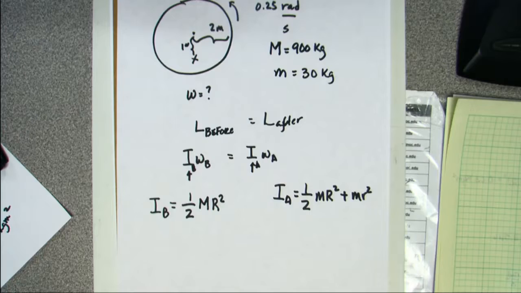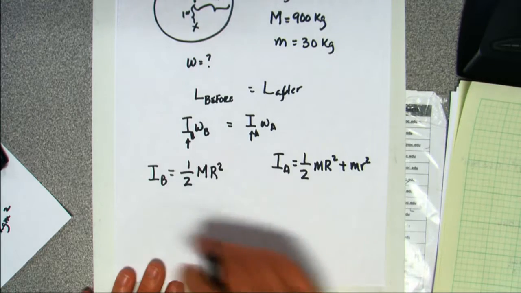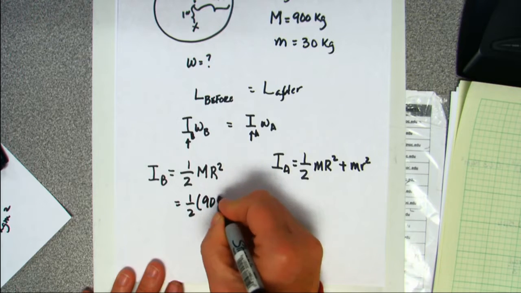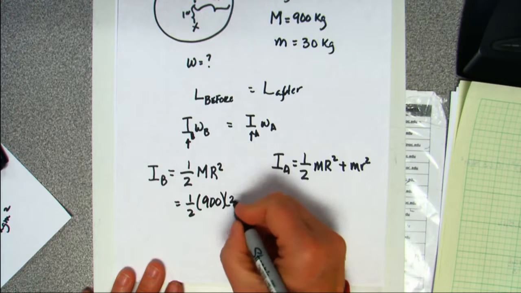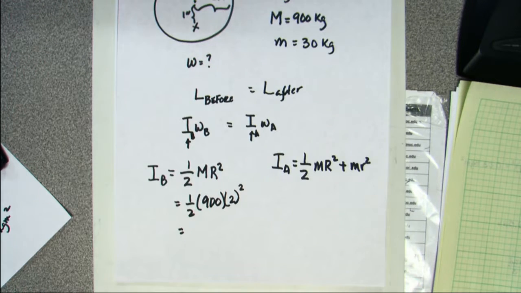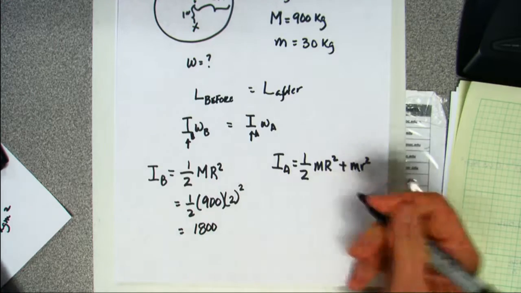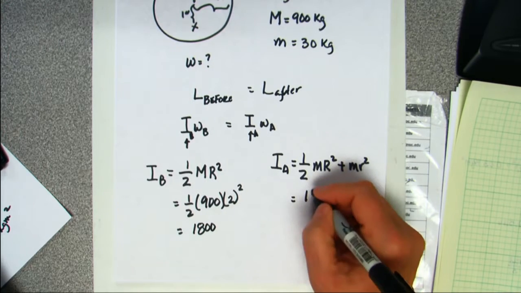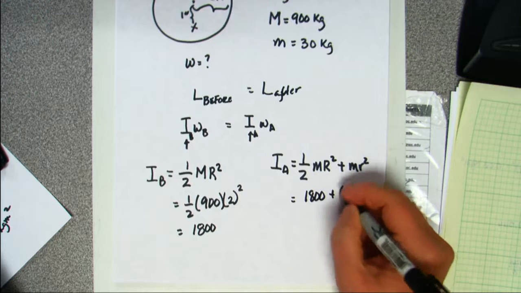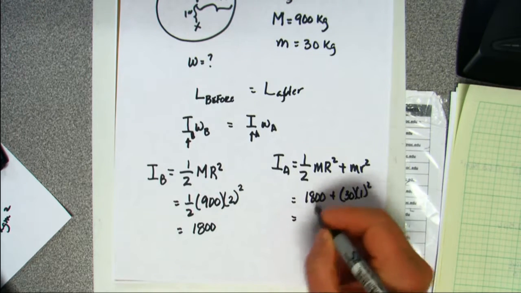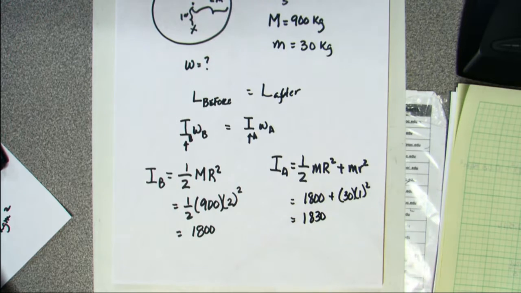Okay, we're going to give the mass of the kiddo 30 kilograms. So in this case, if I plug in this number, I get 1/2 times 900 times R, which is 2 meters squared. That should be about 1,800. This one is going to be 1,800, but now I have to add my 30 kilograms at 1 meter squared, so I get 1,830.